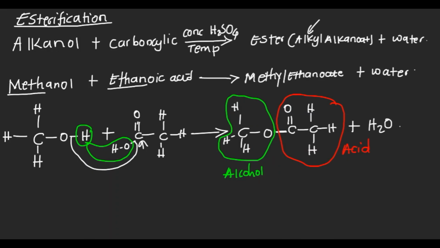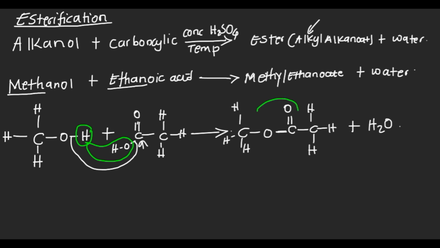Now, if we look at these two parts, in between the acid and the alcohol part, there is this structure here. So this is what we said is considered to be an ester linkage. So why is it called a linkage? Because it is linking the two parts. It is like the part that is holding the alcohol and the acid part of this particular ester.